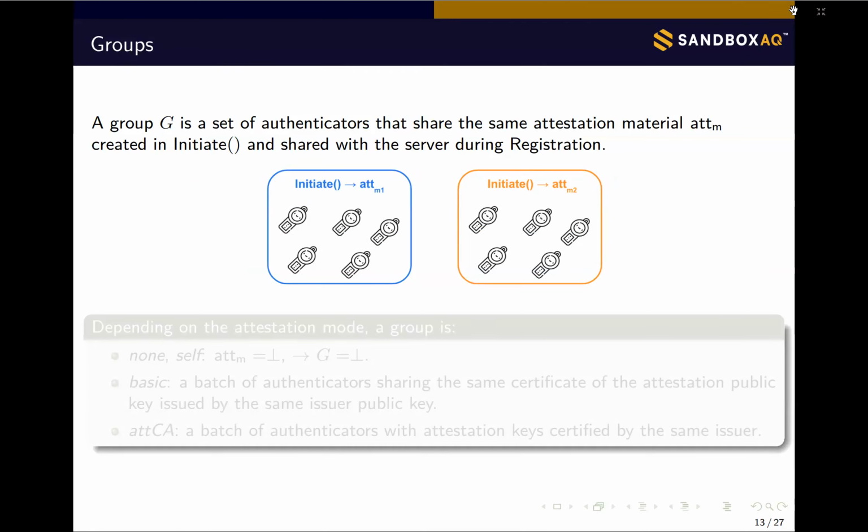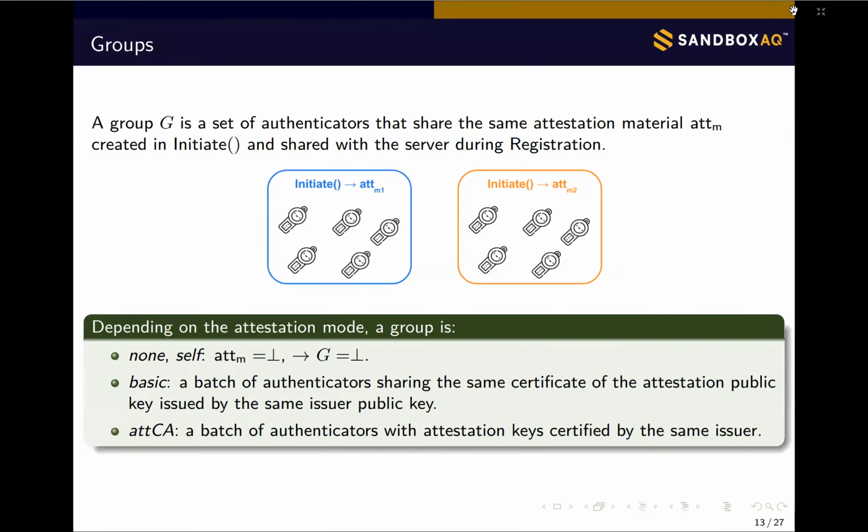We also introduced the concept of groups. A group of authenticators is a set of authenticators that share the same attestation information, or we say the attestation material, which is some information that is created during the initial phase, and it's provided to the server during the registration.